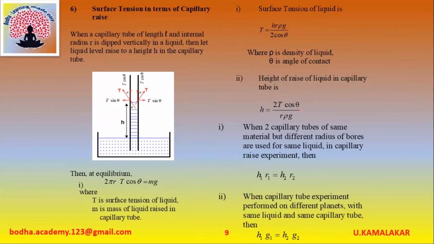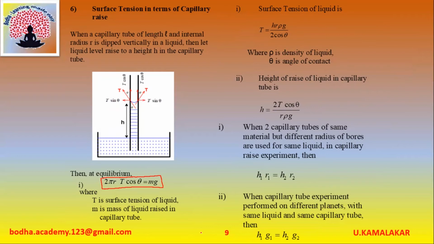Next topic, surface tension in terms of capillary rise. When a capillary tube of length L and internal radius R is dipped vertically in a liquid, let the liquid rise to a height h in the capillary tube. Then at equilibrium, 2 pi r times T cos theta equals mg, where T is the surface tension of the liquid and m is the mass of liquid raised in the capillary tube.